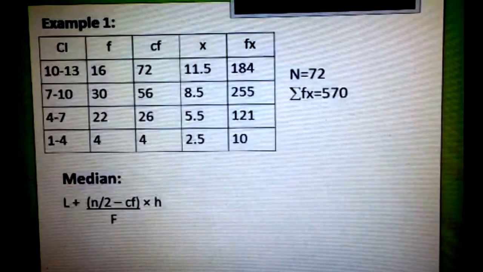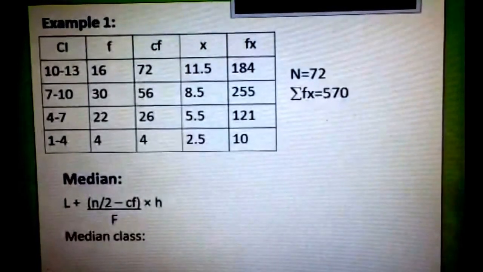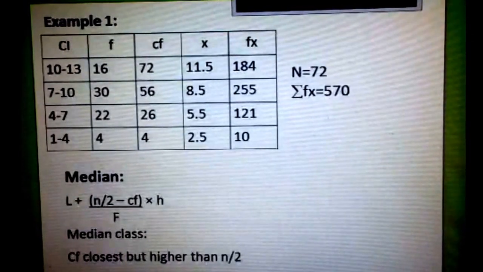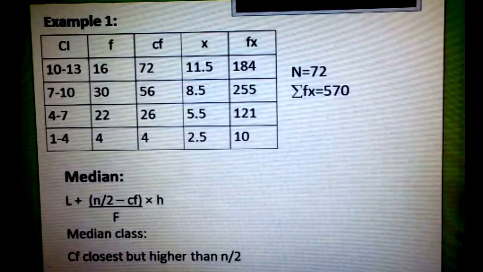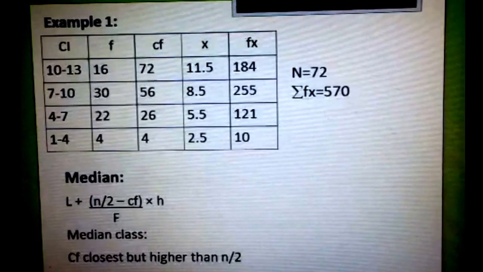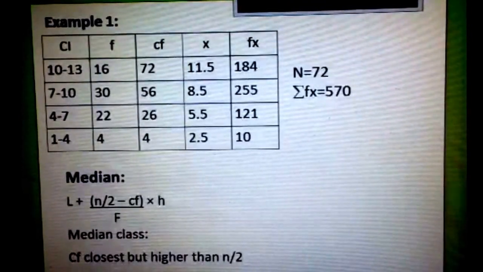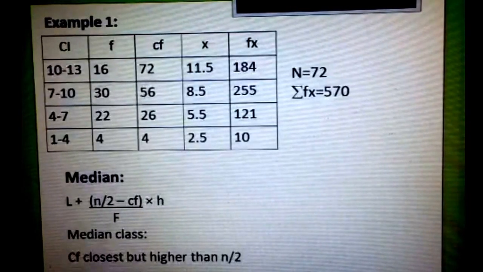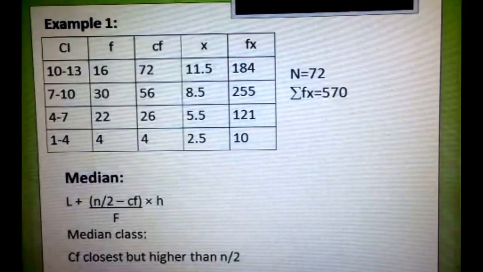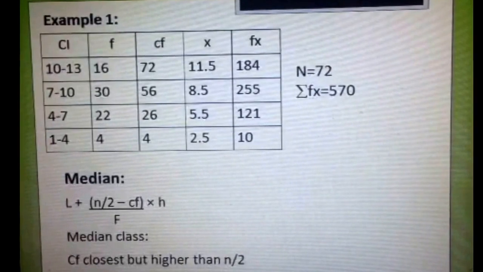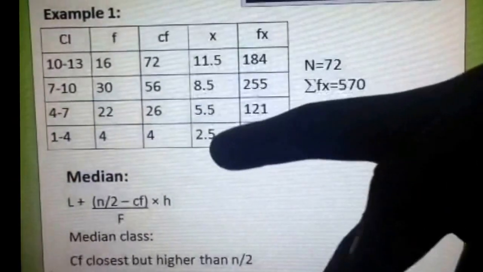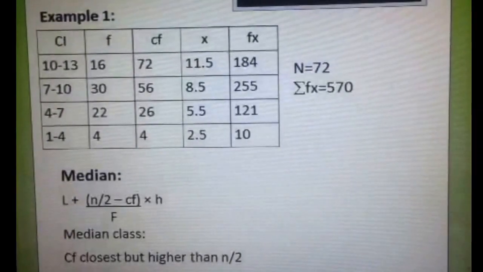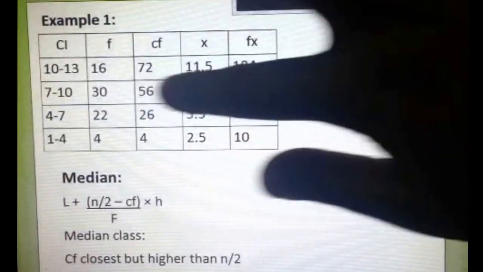First thing that we need to do will be to get the median class. The median class is the one which Cf is closest but higher than n over 2. Our n over 2 is 72 over 2, and that would be 36. The value which is closest but higher than n over 2 in the Cf column will be 56. And that will be our median class.